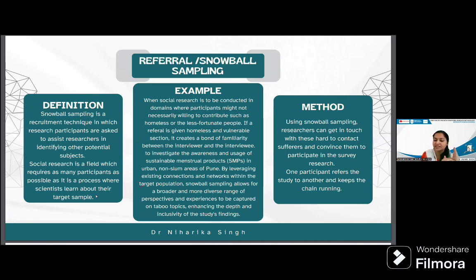The age category is fixed, the income category is fixed, the kind of population that I'm going to take into reference is already fixed. So within all of this area, what is the reference that my respondent is going to give me? Once my respondent gives me a reference within that framework, I will then go to that respondent and collect my data. Once I collect my data from that particular respondent, they will then give me a reference to another respondent.